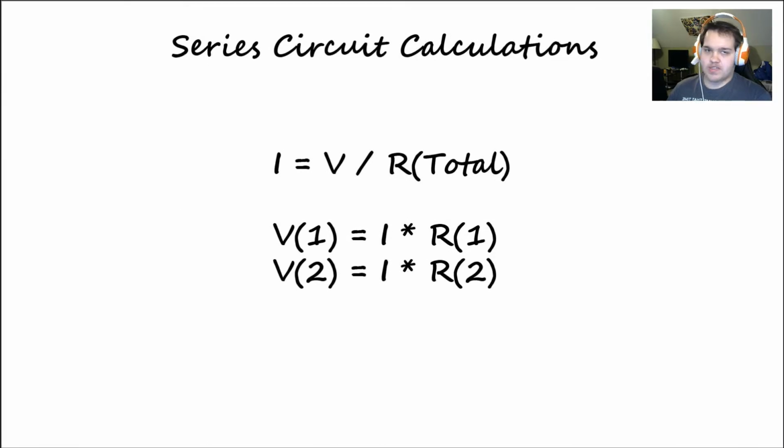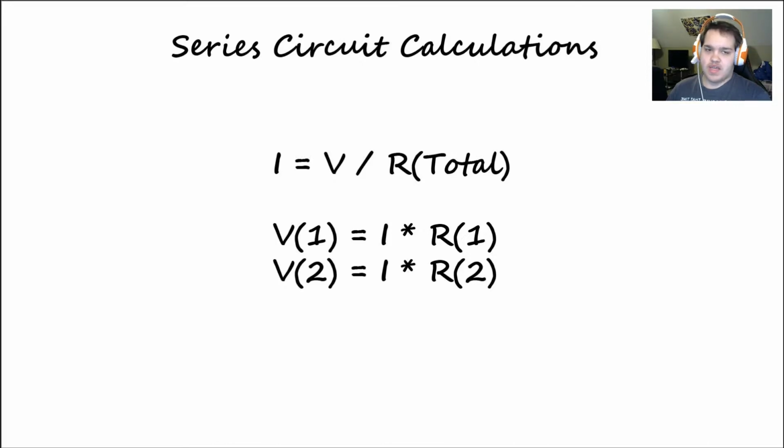Here are some of the series circuit calculations that you're going to need to use. Say you already know the voltage and you've summed up all of the resistances. Now you can find the current running throughout the entire circuit, because in a series circuit the current is constant. So you have voltage over total resistance equals current.